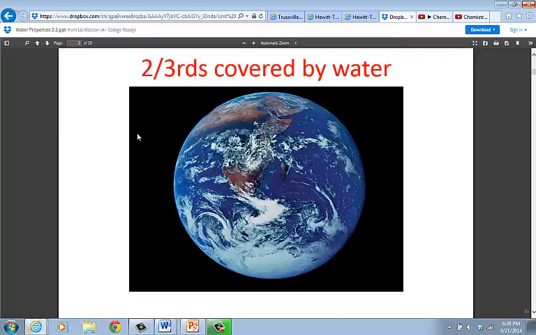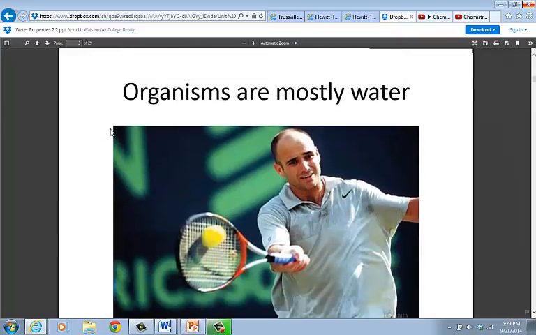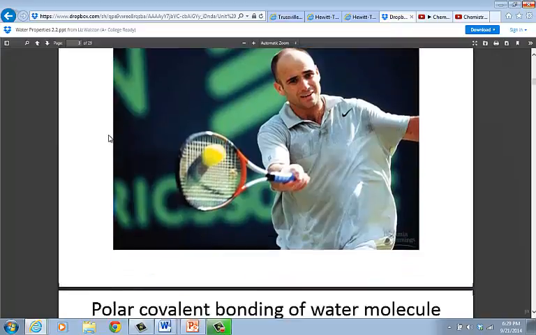Now think about potential energy. So think about it in terms of people. When you hear people say, "Oh, we have so much potential," that means they haven't done it yet. They have the ability to do it, and Andre Agassi here has lost a lot of it.